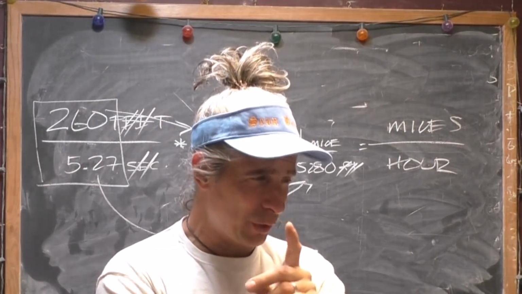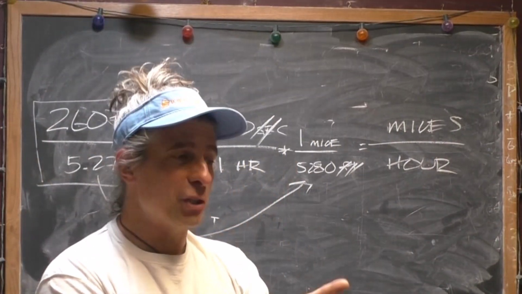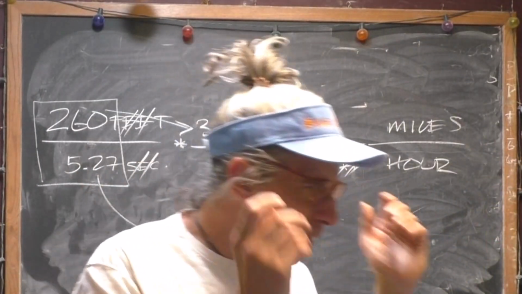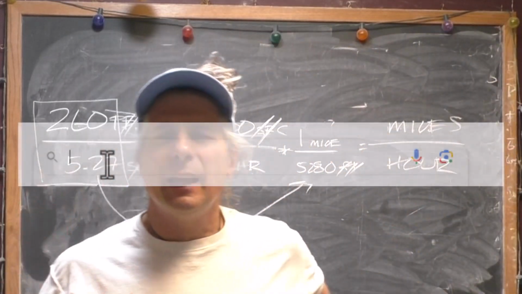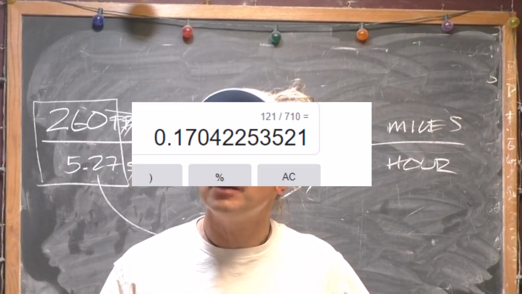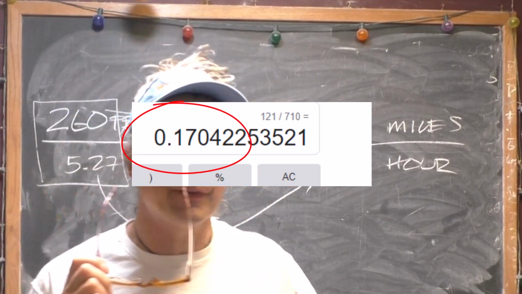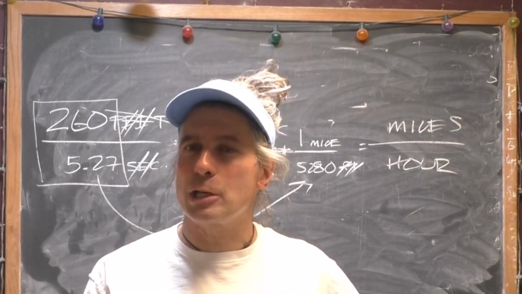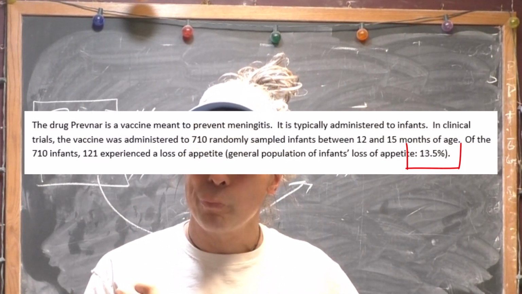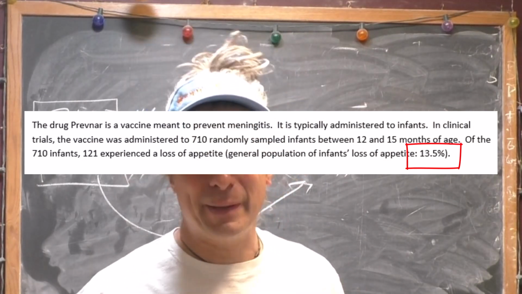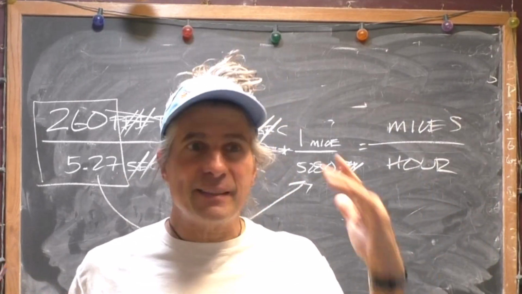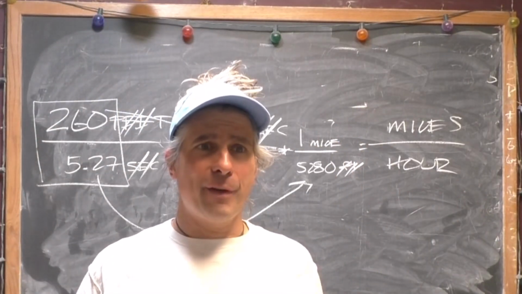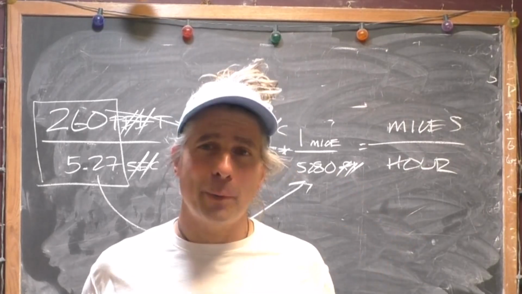So the first thing I think we should do, since the loss of appetite in the general population is given as a percent, is divide that 121 by the 710, and that's going to give us just around 17%. So, my dear friends, that sample statistic is 17%. That's greater than 13.5%. Is it significantly greater? I mean, it's 3.5% more, but is that significantly more than 13.5%? And that, my dear friends, is exactly why we do hypothesis tests.